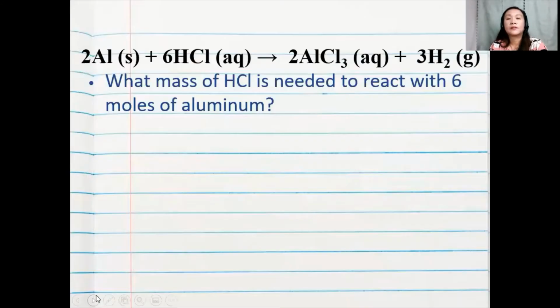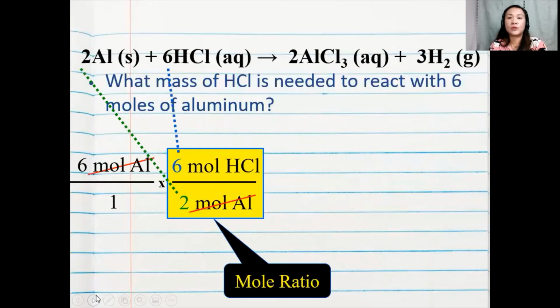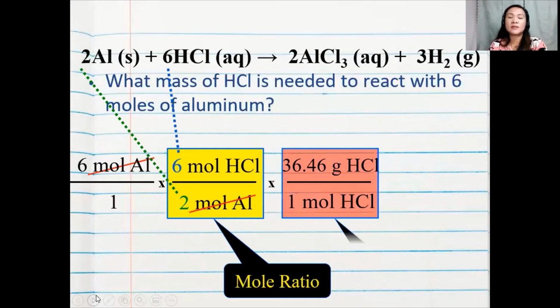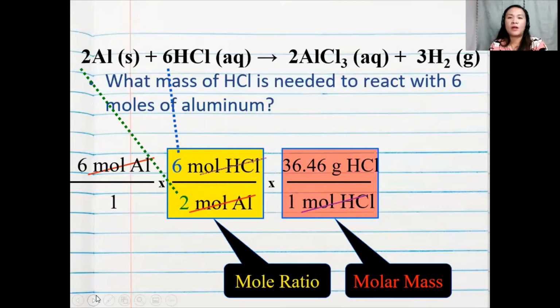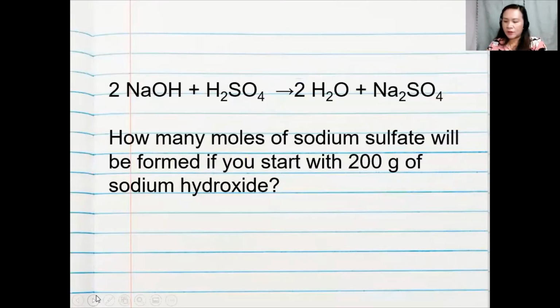Again, we have the given. After that, we write the mole ratio, which will come from the balanced chemical equation. And then we convert using the molar mass. And so we get now our final answer. We have 656.28 grams. Okay, so now let's go to the next problem.